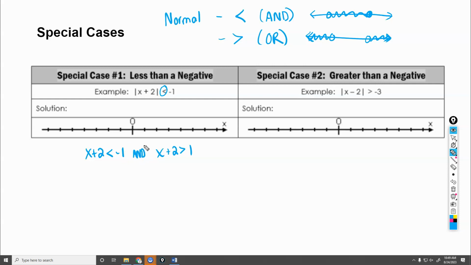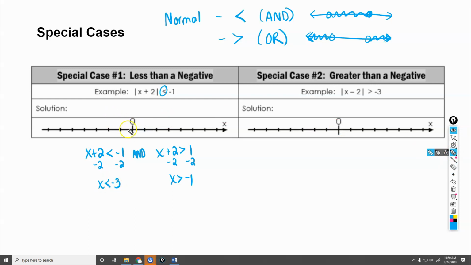So both of these have to be true, it has to overlap, right? If I solve these, I got x is less than negative 3. And if I solve this over here, I would subtract 2. X is greater than negative 1. So if I graph those, right here, oh wait, that's wrong. That's positive 1.